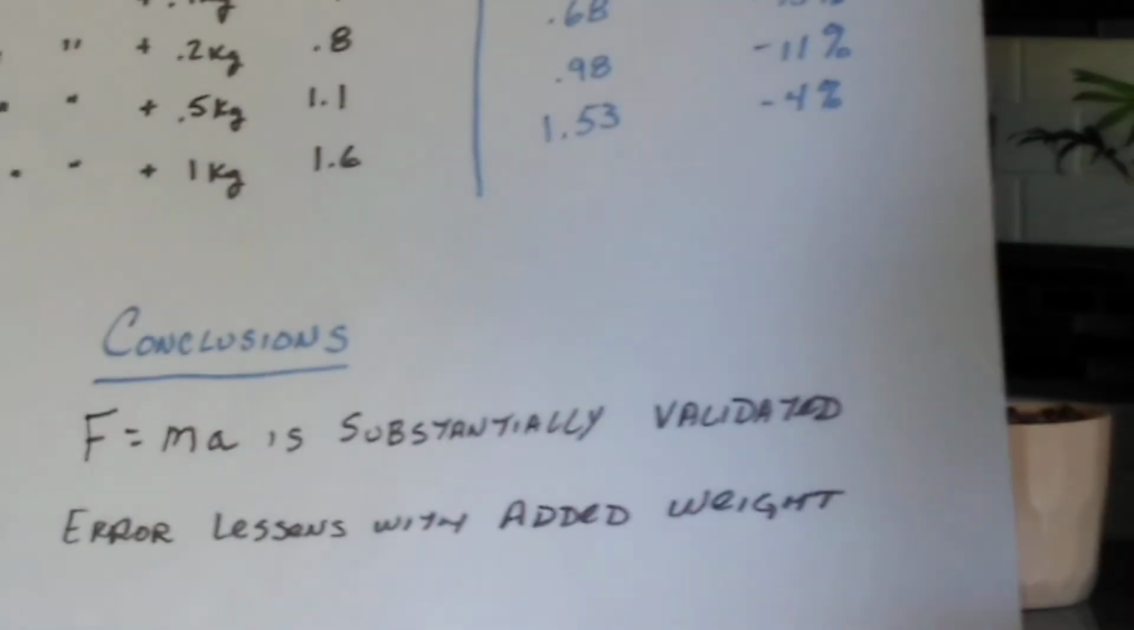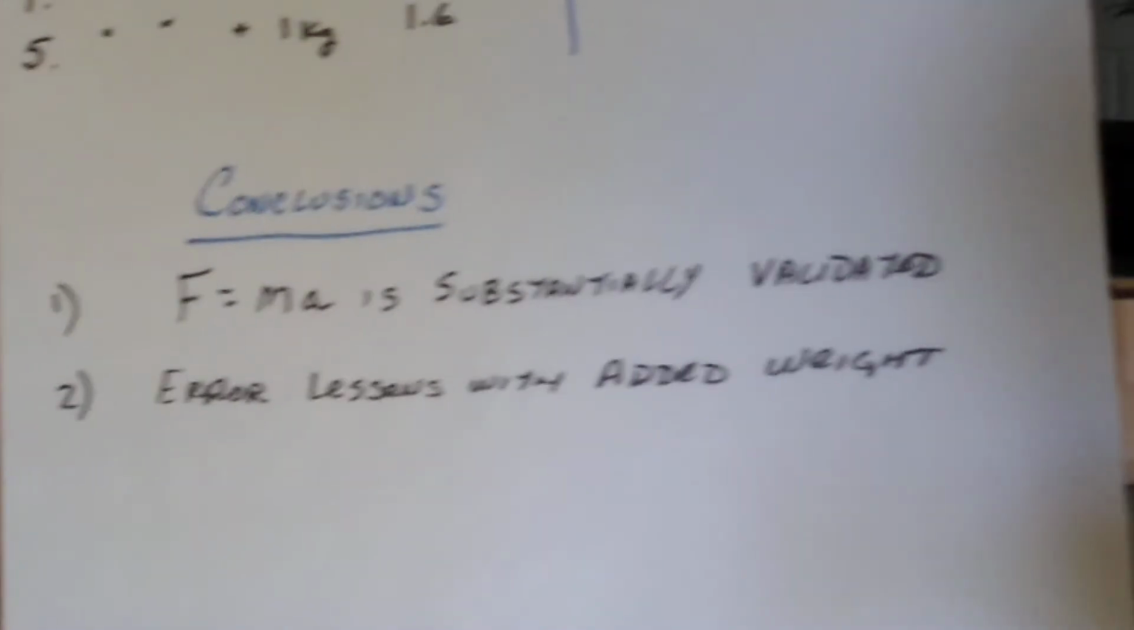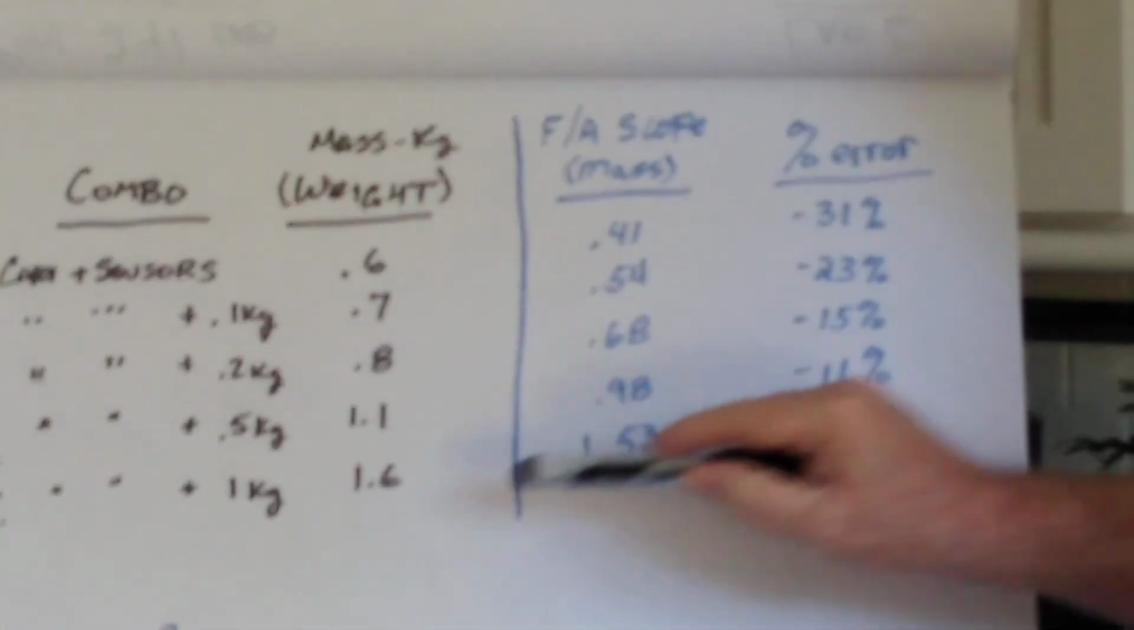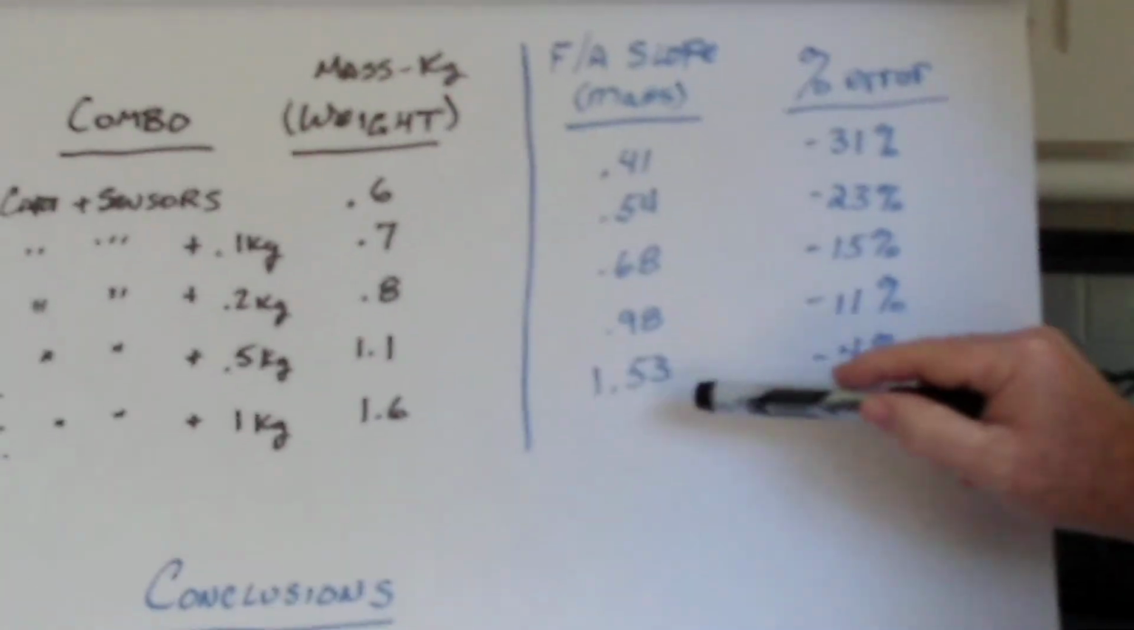So what our conclusions are from this lab are that we substantially validated F equals ma graphically. And as you can see by the error, the larger the weight, the less the error. Less room to make an error when you're working with a heavier material.